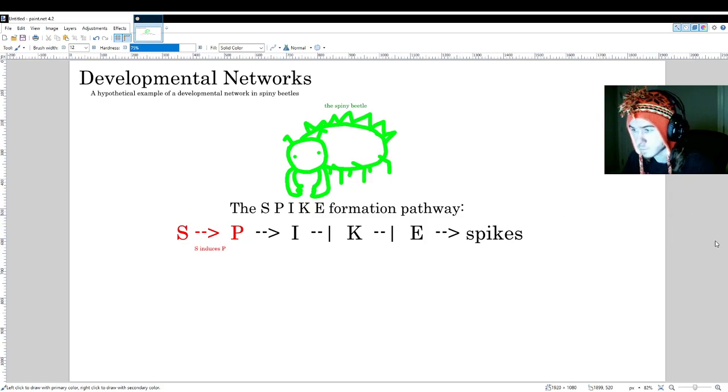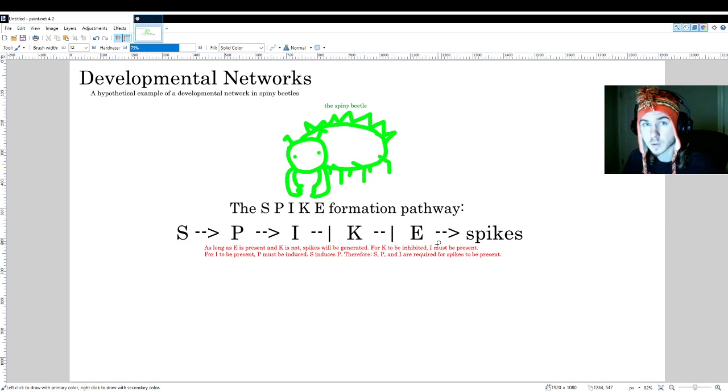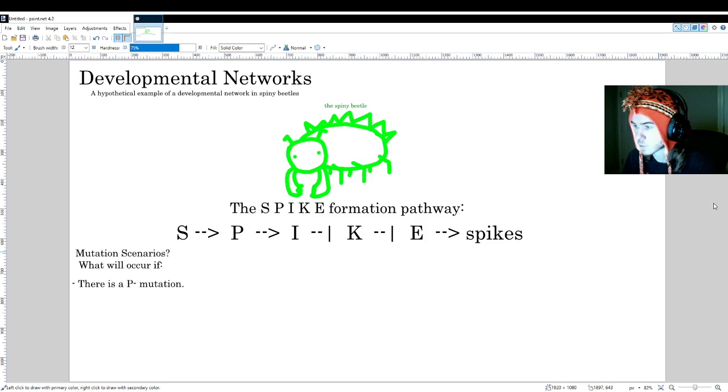So we can boil this down to S, P, and I are required for spikes to be present, as well as E, because E is producing the spikes. E is the direct inducer of the spike formation. So we have a couple scenarios where mutations could occur.